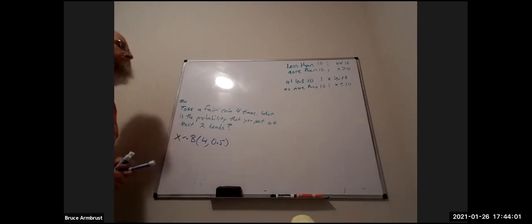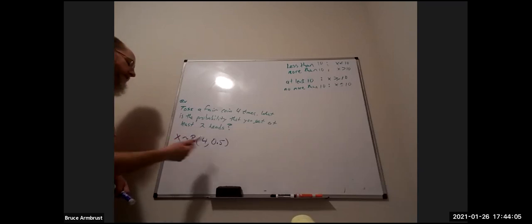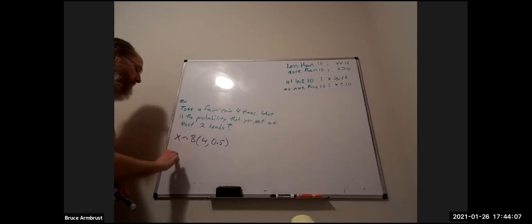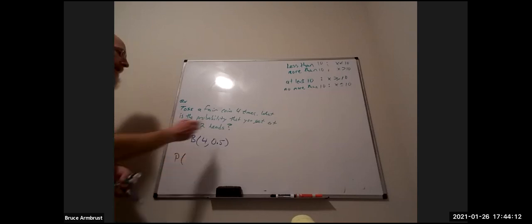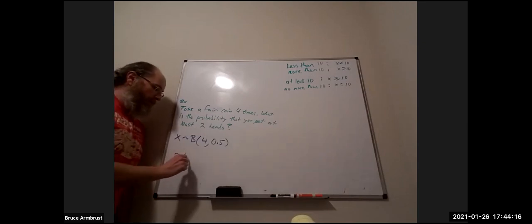All right, but what is our probability? What are we actually trying to determine? Well, we're trying to find the probability that we get at least 2 heads. So what should I put in here with my X?